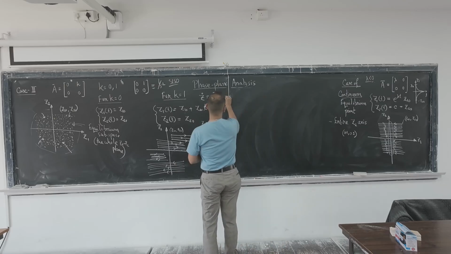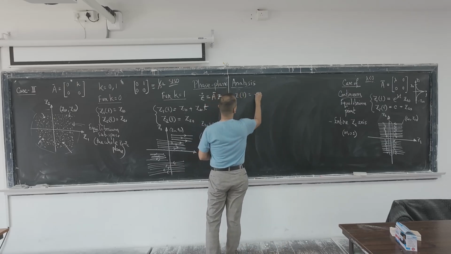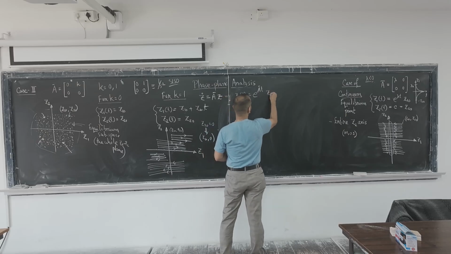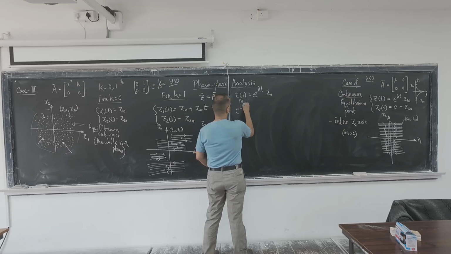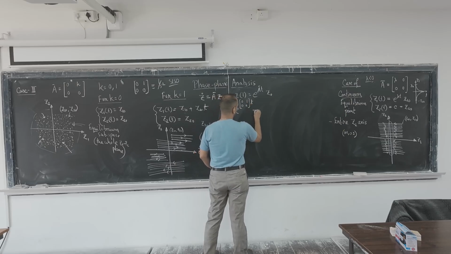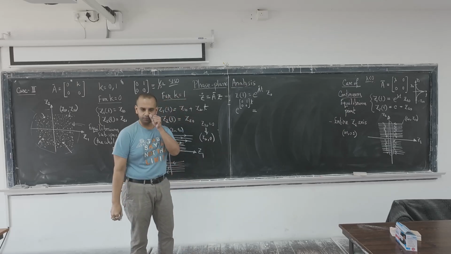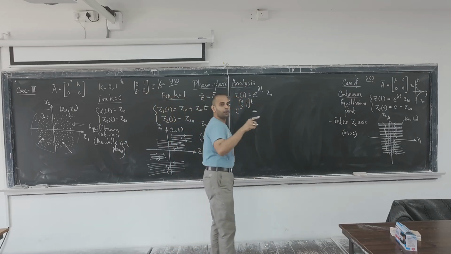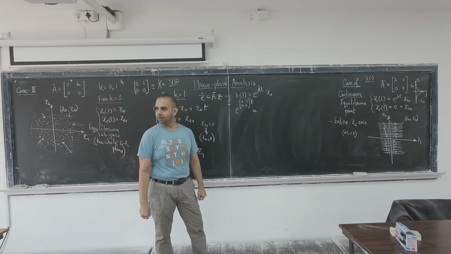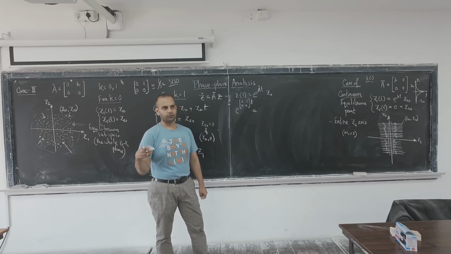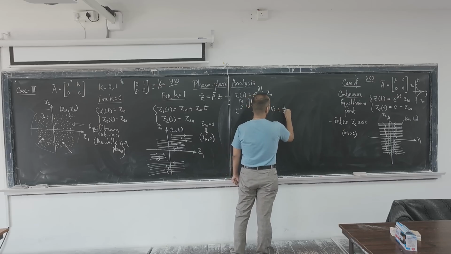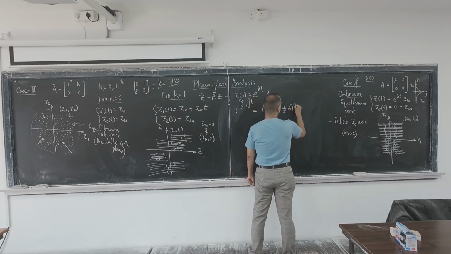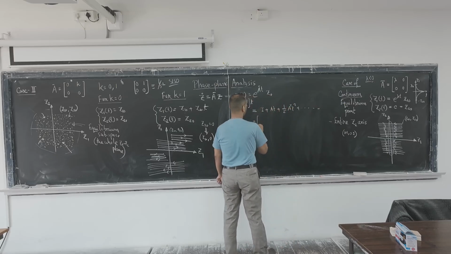So here, what will be your solution? Z of t equals e to the power A bar t Z0, right? Now in this case, that much we have to find. So e to the power At means I plus At plus A square t square by factorial 2, like that. So this is I plus At plus 1 by factorial 2 A square t square. Let us break the terms.